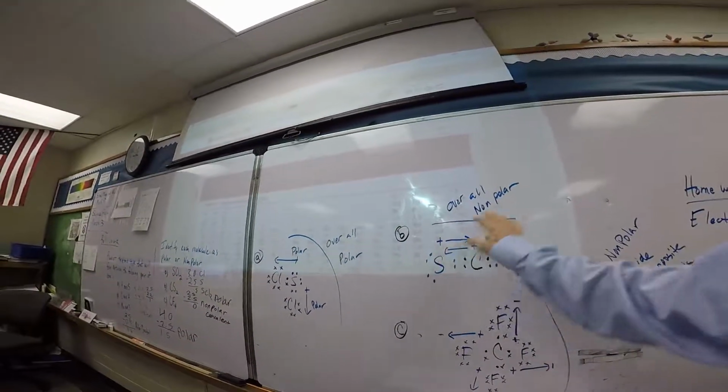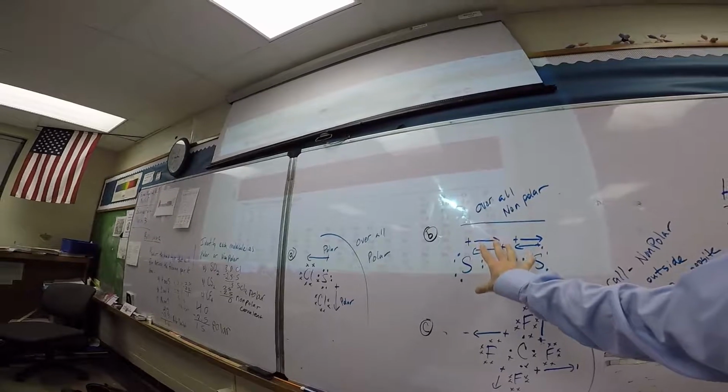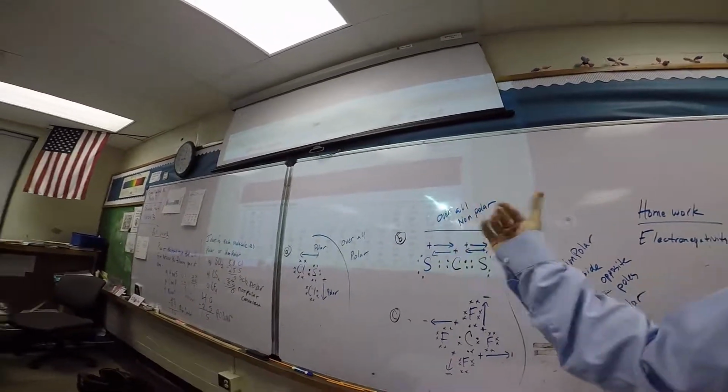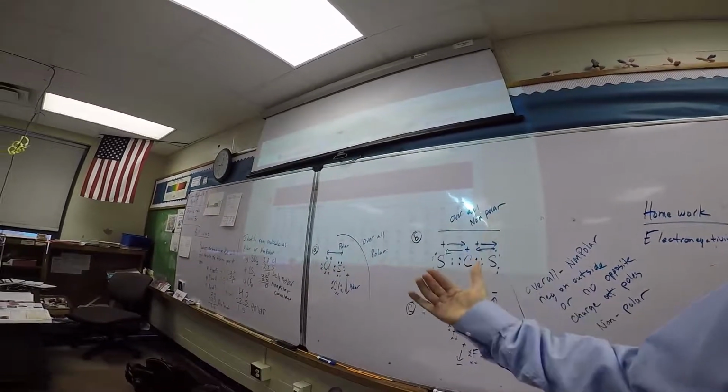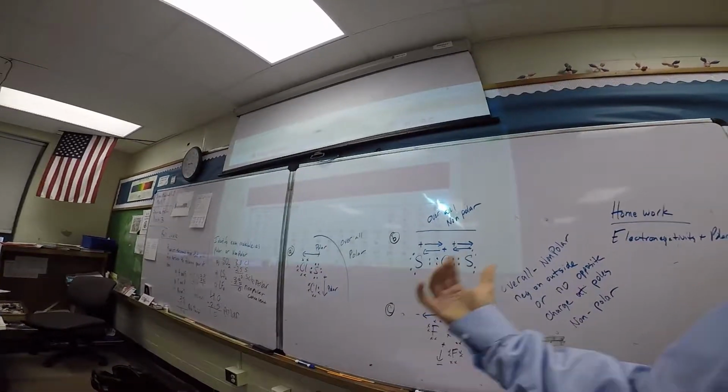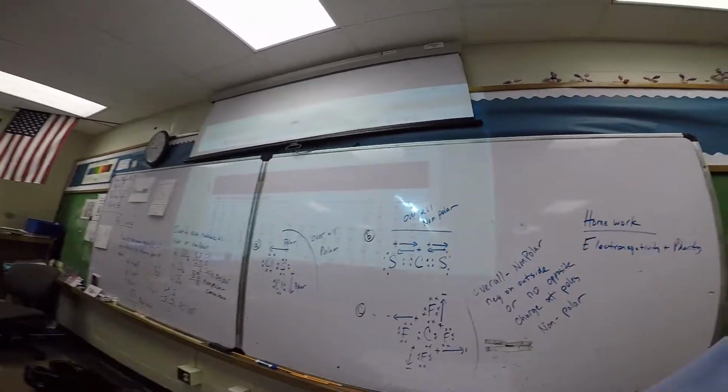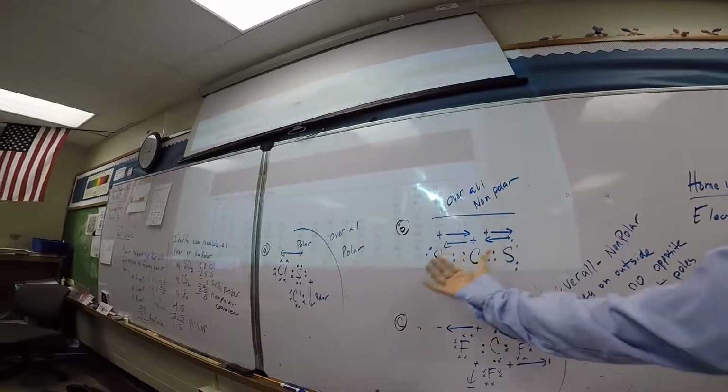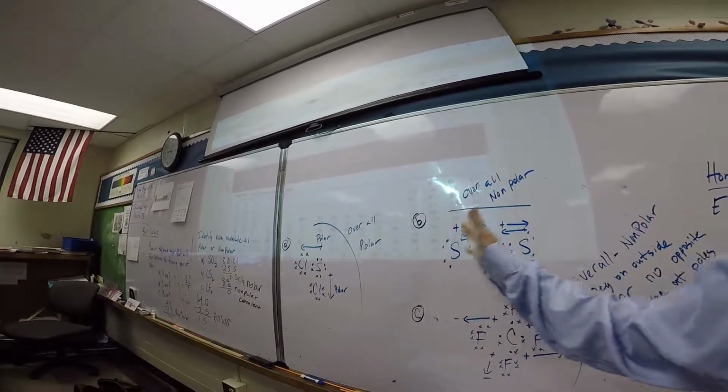So what's happening, this is like a 100% share. They're sharing back and forth. There's going to be no area of positive or negative. It's just a complete share because it's 0. So this is going to be an overall non-polar molecule because there's no set area of positive or negative.